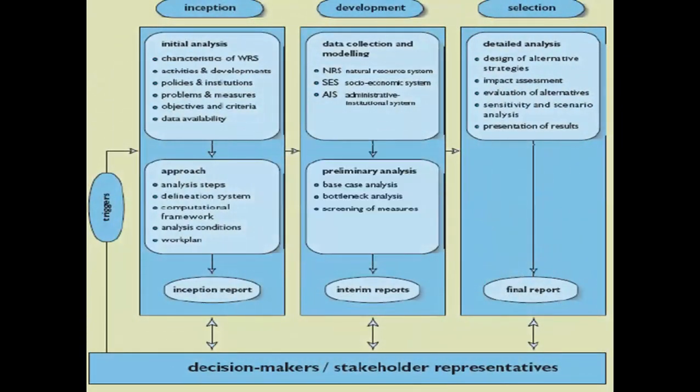Okay, so in this flow chart you can see, first is the inception process, this is the development process, and the third one is the selection process. In the inception process, it is the first stage. That's why it's called the initial analysis. It is in the name itself, inception.